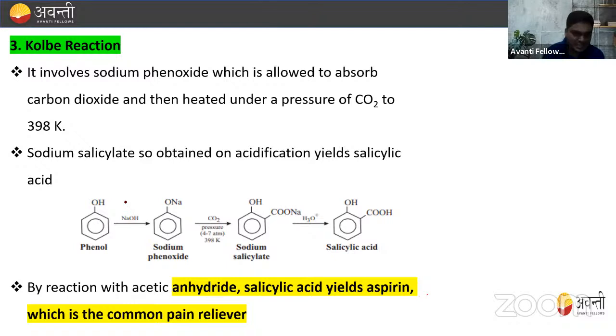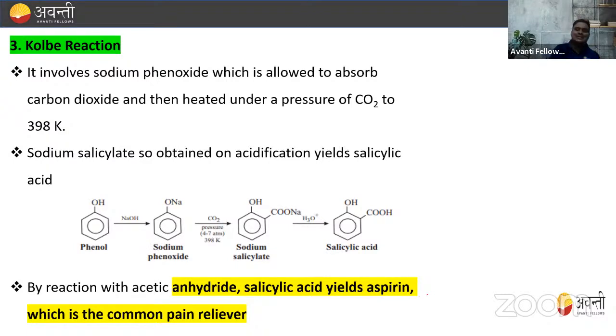So this is the reaction when we treat phenol with NaOH. Whenever we treat phenol with sodium hydroxide, it will form sodium phenoxide. We see ONa will be formed, and H2O will be removed. So sodium phenoxide will be formed.